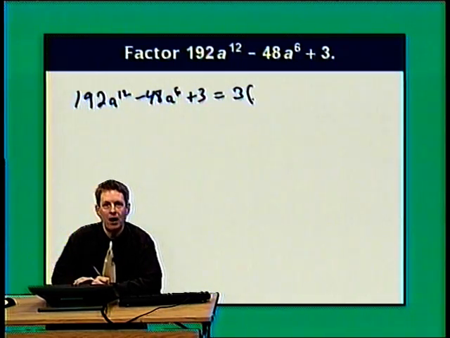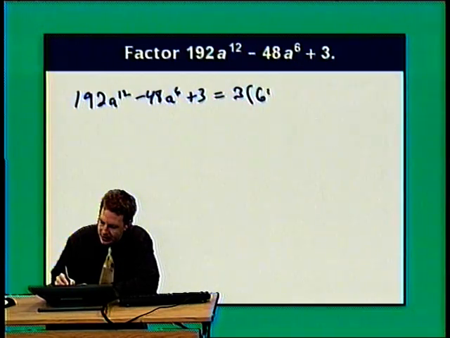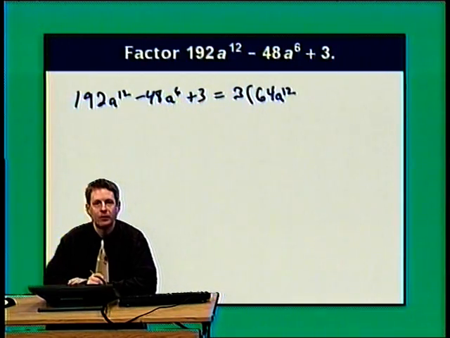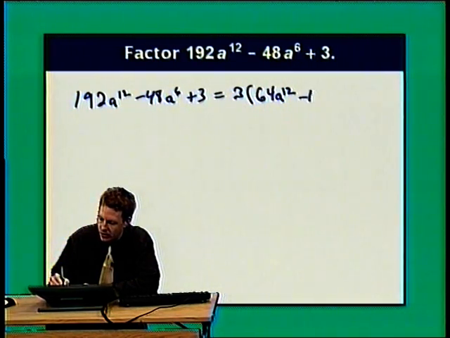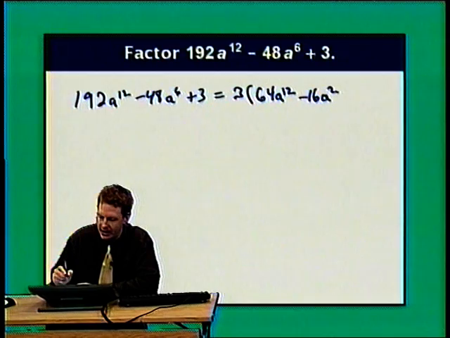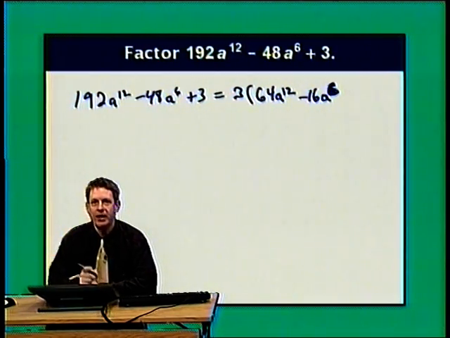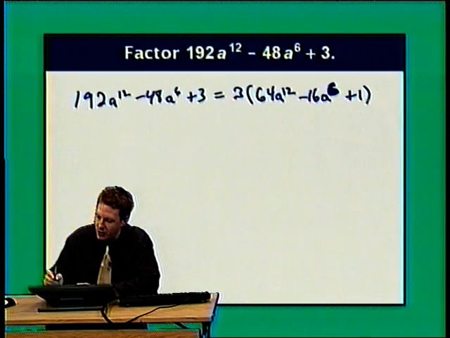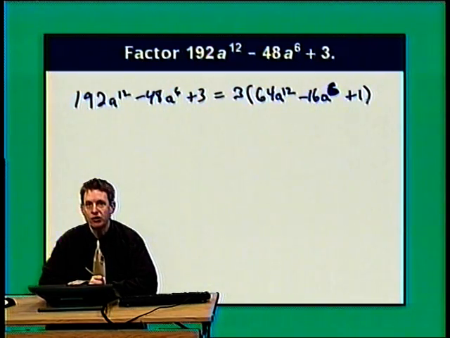3 goes into 192 64 times, so I leave behind 64a to the 12th. 3 goes into negative 48 negative 16 times, so I leave behind negative 16a to the 6th. And 3 goes into 3 one time, so I need to make sure I remember to leave behind a term of 1 so that when I distribute 3 through this trinomial, I do indeed get 3 terms.